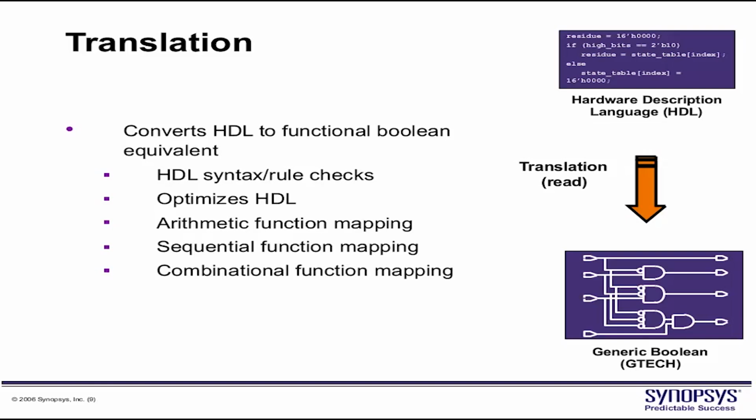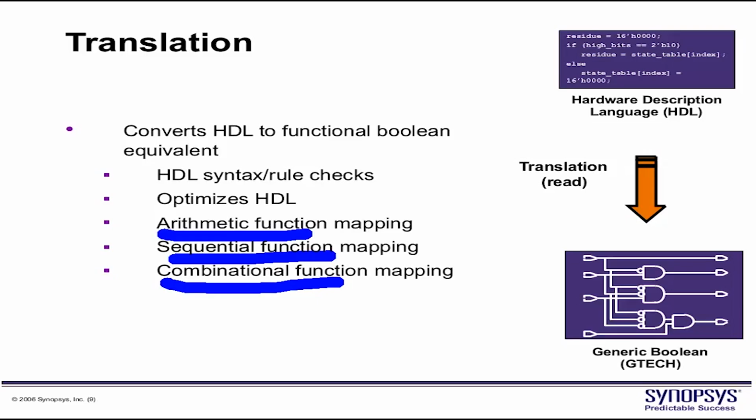For example, let's say you are writing c is equal to a plus b. That plus looks very simple in Verilog, but it translates to an adder in hardware. That adder would be mapped to a GTECH adder, a generic Boolean adder. This is what is meant by arithmetic function mapping. Then sequential function mapping: whenever you have an always block that represents a flip-flop or a latch, that particular register will be mapped to a generic flip-flop or a generic latch. Then there will be combinational function mapping, that is, mapping of ANDs and ORs.